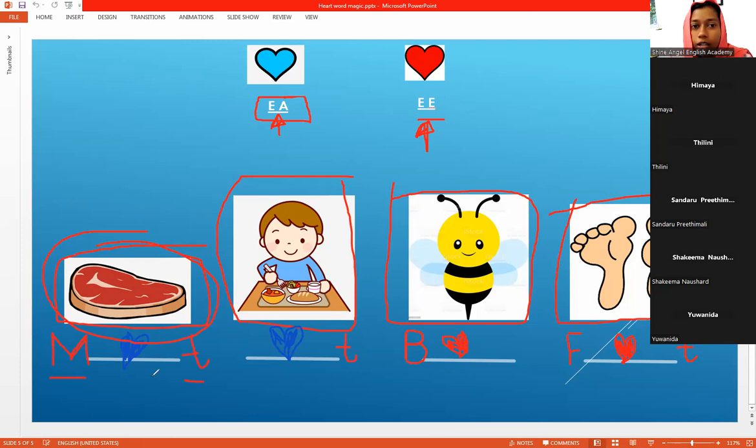Okay. So now I will ask the children, what does the blue heart mean? The child will be able to say it is A. There you go. You're introducing the spelling now. E A, right? I'm writing it here. E E, you're going to ask.